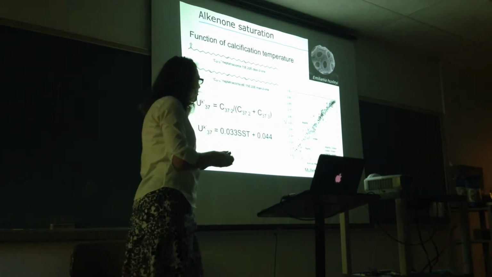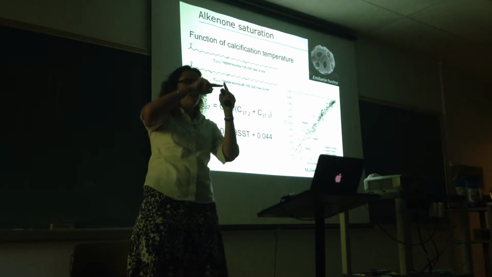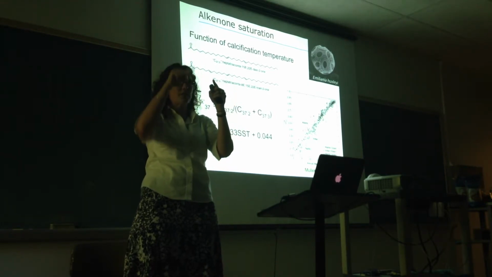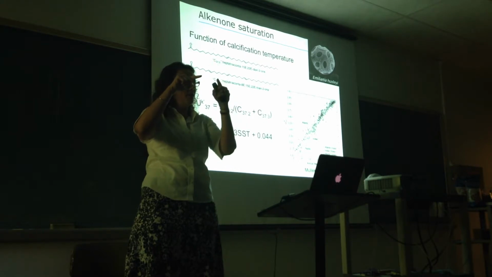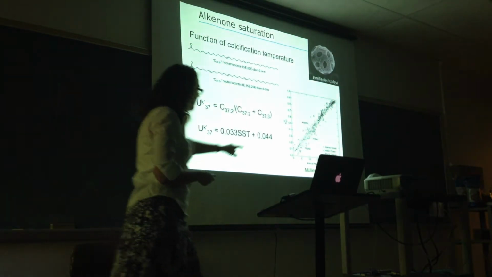Okay? And what they noticed is that there's a small peak and a big peak. In the warmer areas, the first peak was small and the second peak was bigger. As they got colder, the first peak got bigger and the second one got smaller. And so they developed this index.